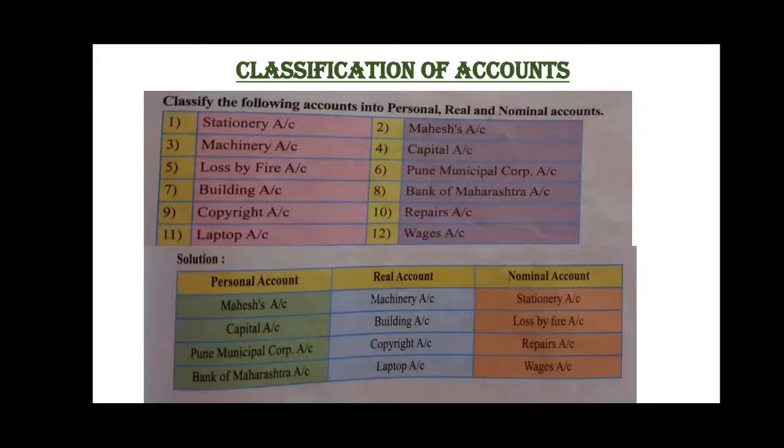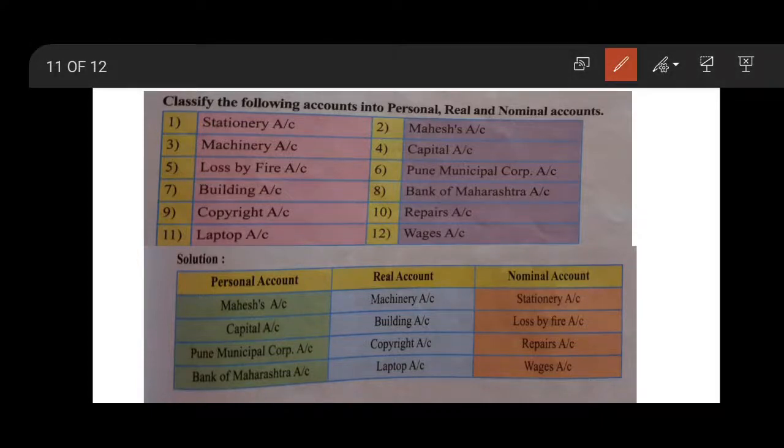Let's see an example of it. Here a question is given: classify the accounts into personal, real and nominal account, as these are the main types of accounts. In the questions many types of accounts are given. In the solution, personal account, real account and nominal account columns are prepared. The very first is stationery account. We have just seen stationery account is classified as nominal account. The next is Mahesh account. Mahesh is a person, therefore personal account. Machinery account. Machinery is nothing but property, so real account.